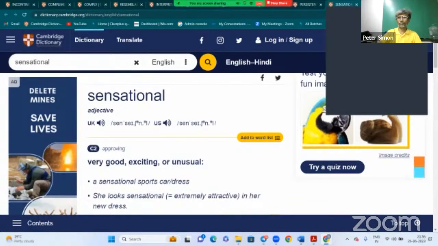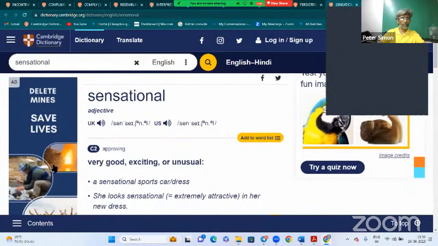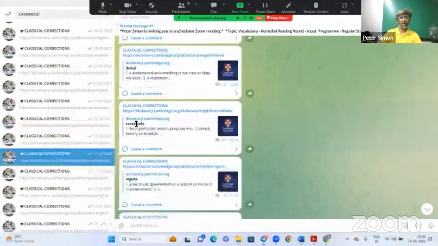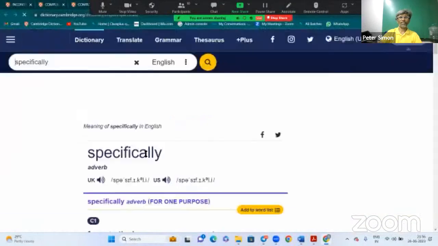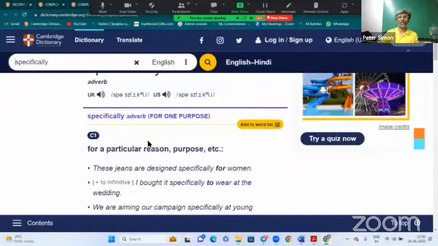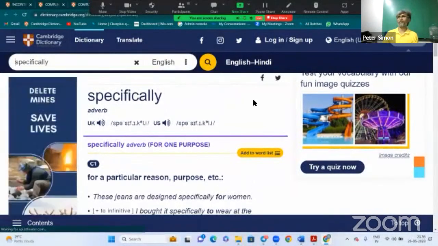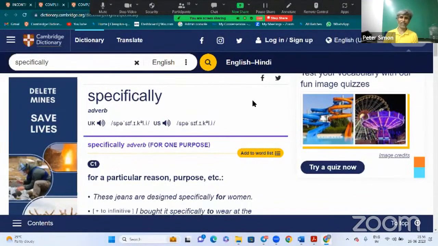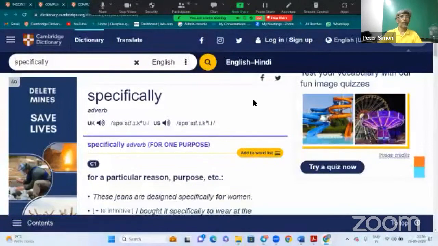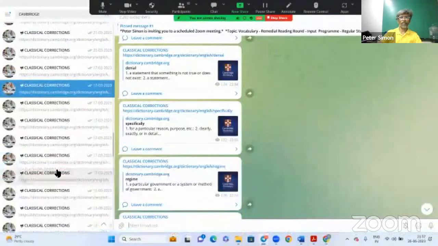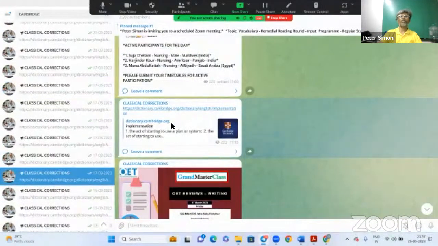Then now any word, just click on that. Specifically, C1 vocabulary, for a particular reason. Specifically means for a particular reason. Okay. So any word you take there. Implementation, implement. C2 vocabulary.